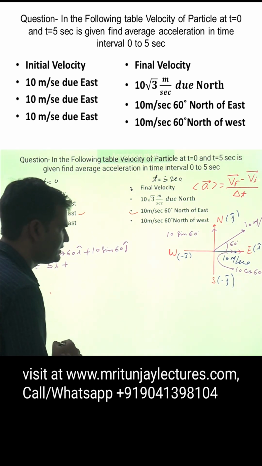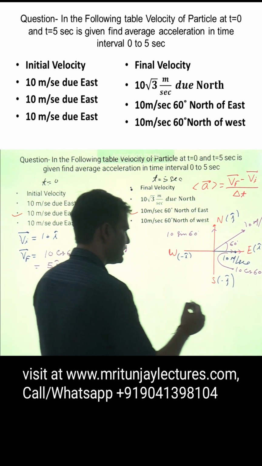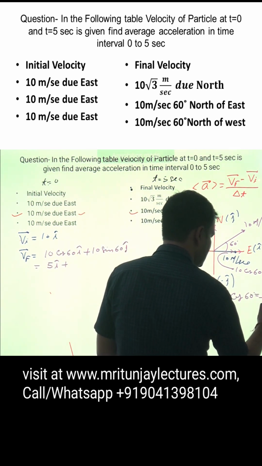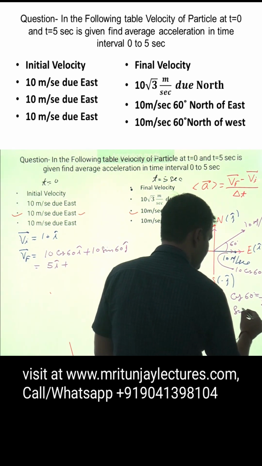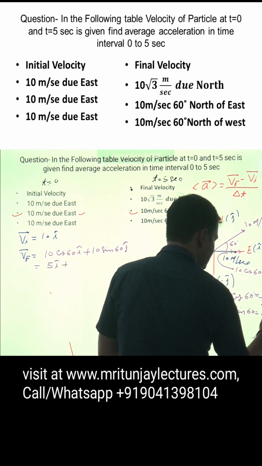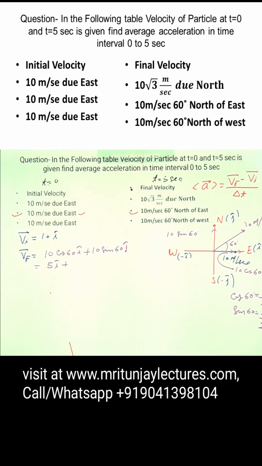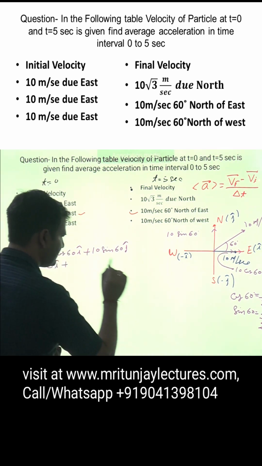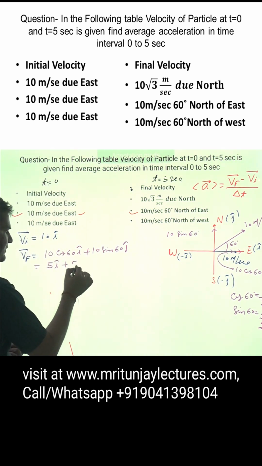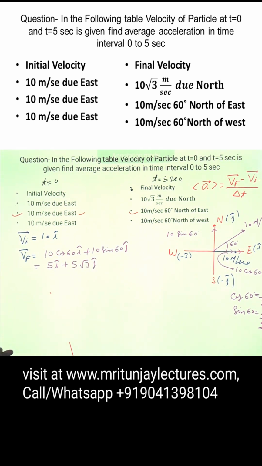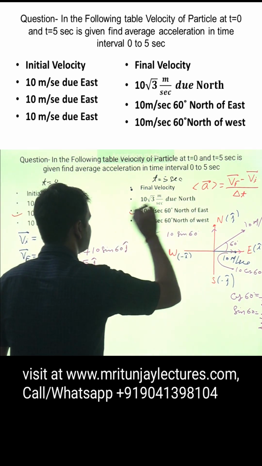I know that cos 60 is 1 by 2 and sin 60 is root 3 by 2. Clear or not? So put here sin 60 is root 3 by 2. So it is written as 5 root 3 into j cap. Clear? Now our target is average acceleration.